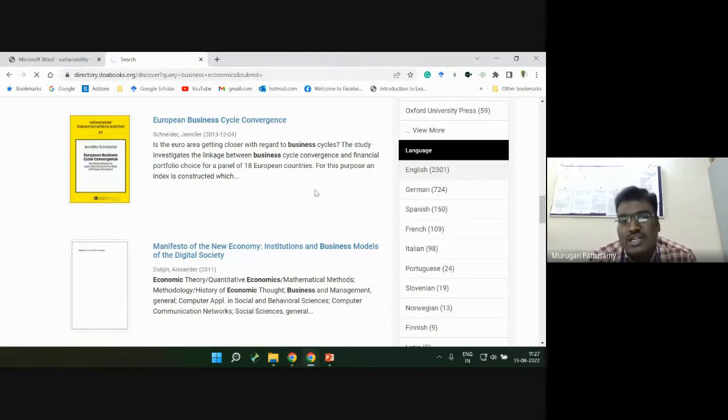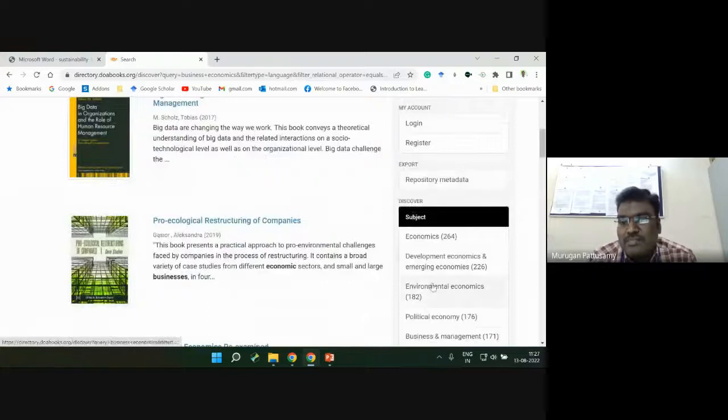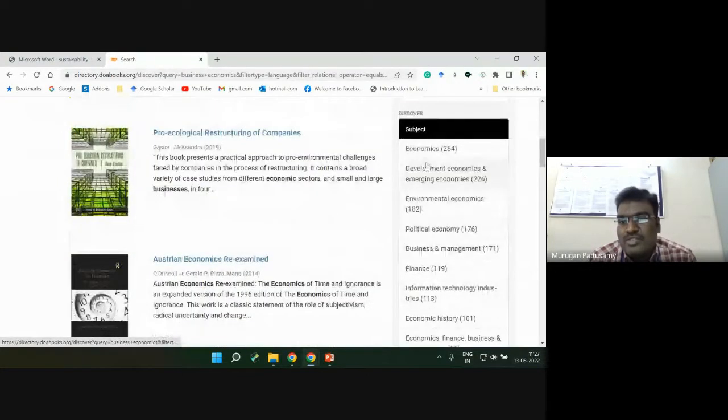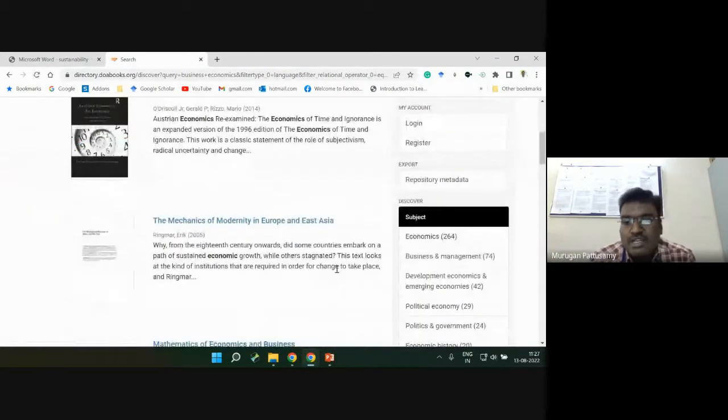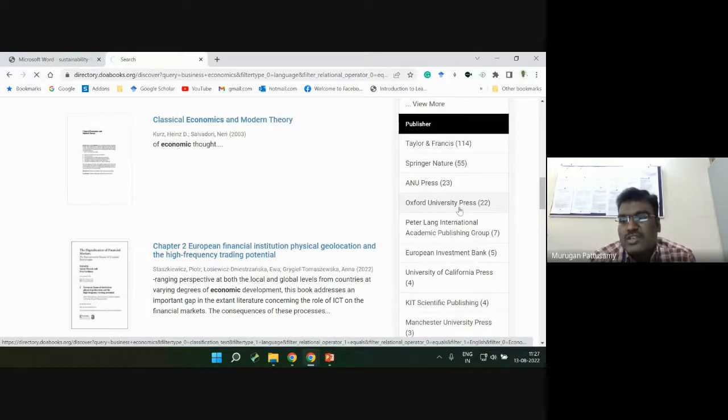2301 references. Here you get chapters as well as the complete book. You can also select them. Publishing sources: for example, within economics, I'm getting 264 references. This way, you can filter the search. From Taylor and Francis, I'm getting 114. From Springer Nature, I'm getting 55. From Oxford University Press, I'm getting 22.